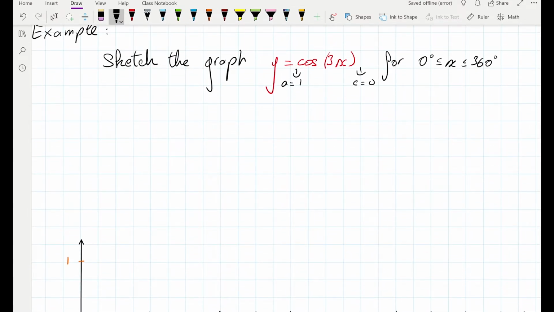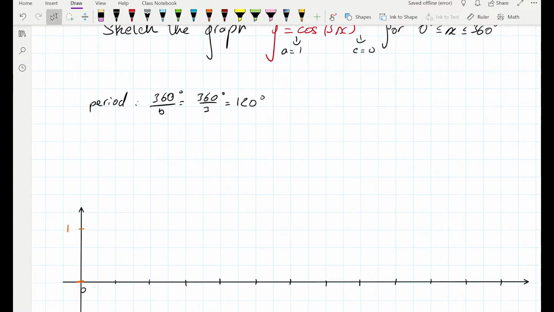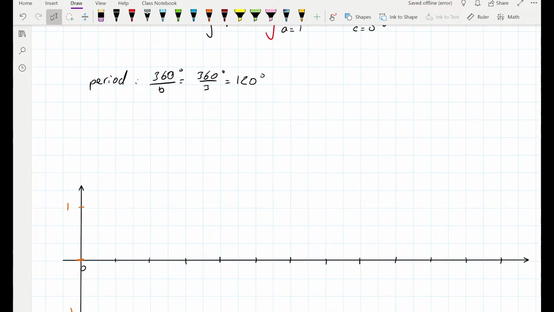We said before that if I have a number multiplied by x inside the trigonometric function, the period is going to change. So here, instead of having a period of 360, my period is going to be 360 divided by b. So 360 degrees divided by 3, that's 120. Meaning that I can put on my graph that I'm going to have a period of 120. If you remember, when we graph sine and cosine, we need 4 points, so my 120 should be here.